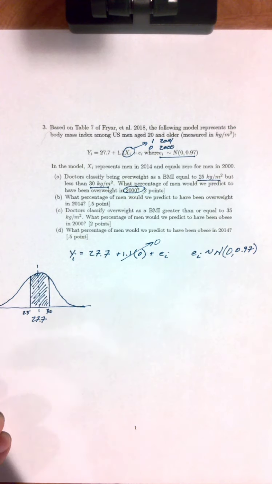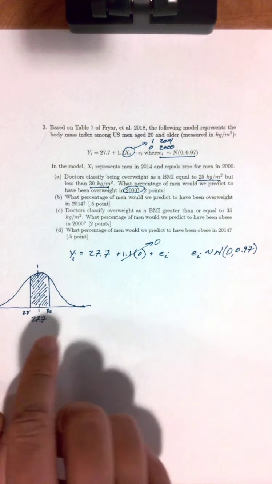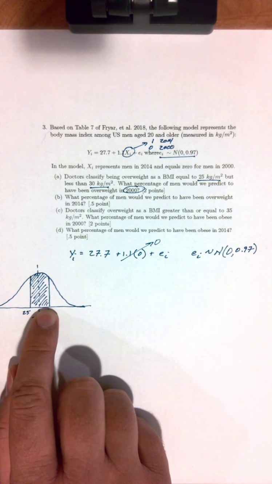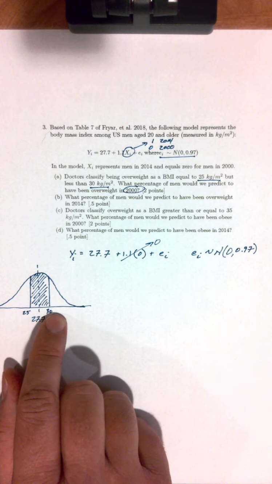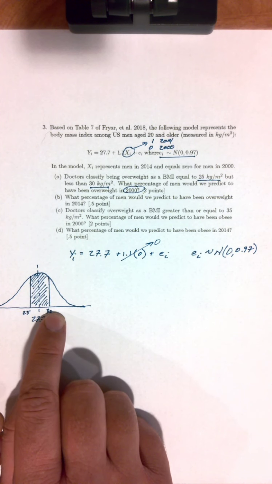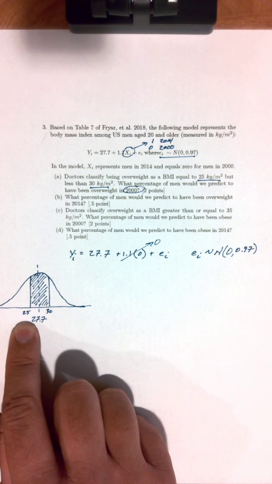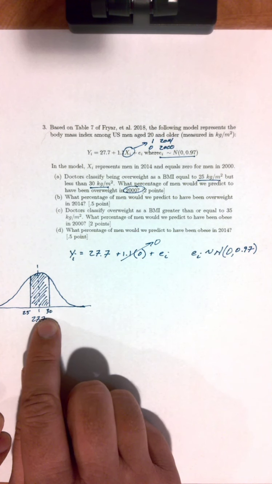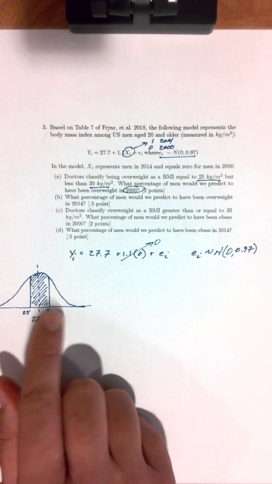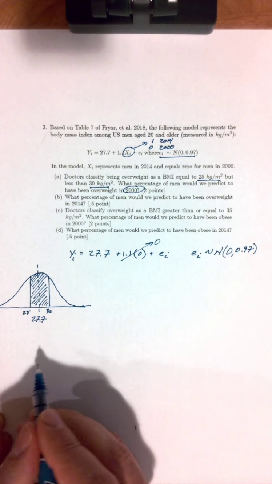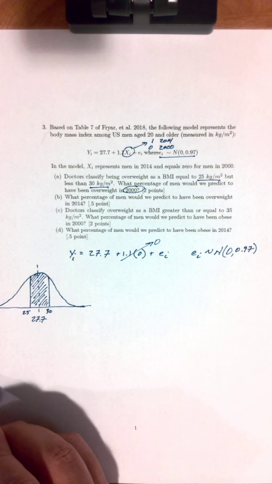Now, you'll notice that from what we've talked about before, we haven't really talked about how to get just this middle here when the two sides aren't equally distant from the mean. And in this case, they're just slightly off. 25 is 2.7 kilograms per meter squared away from the mean, while 30 kilograms per meter squared is 2.3. So they're not symmetrical. So we are going to need to think about this in the process of two different probabilities.